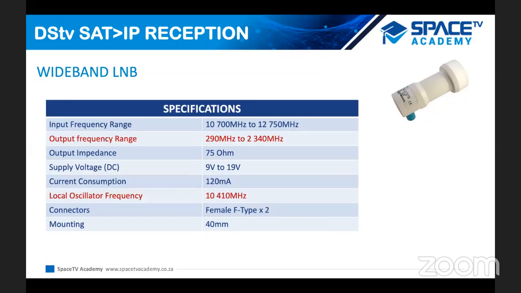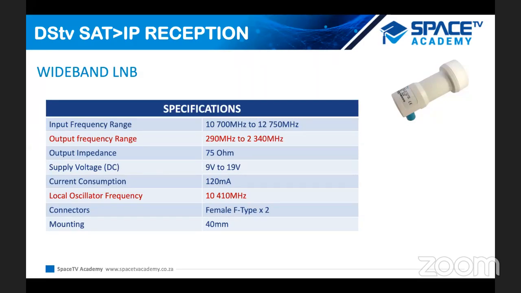There's just a basic spec of the wideband LNB. Your input frequencies are your standard Ku band transmission frequencies between 10,700 and 12,750 megahertz. You will see that your output frequency range, instead of the 950 to 2150, has now grown to 290 megahertz to 2,340 megahertz, which is quite a wide spectrum. Obviously, your standard input impedance is still 75 ohm. Your supply voltage is similar to a Quattro LNB. Anything between 9 and 19 volts, the LNB will operate.